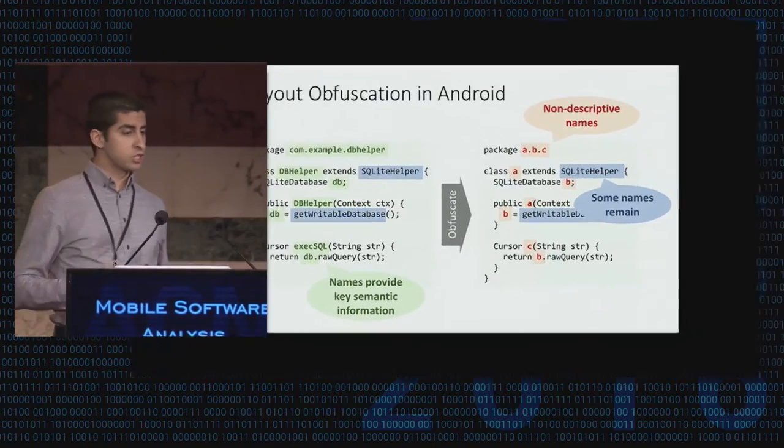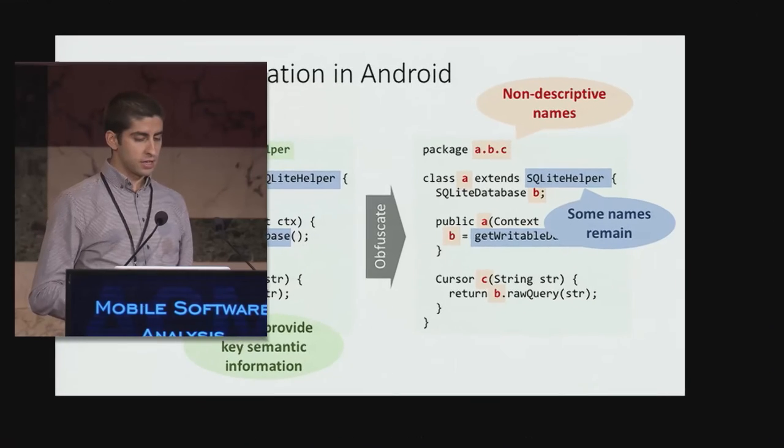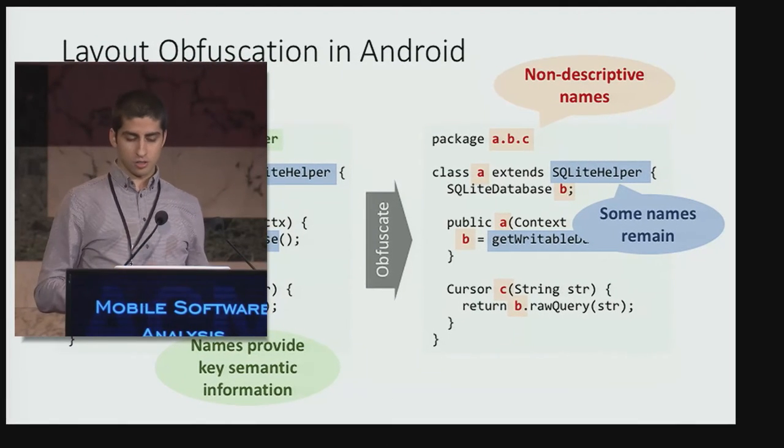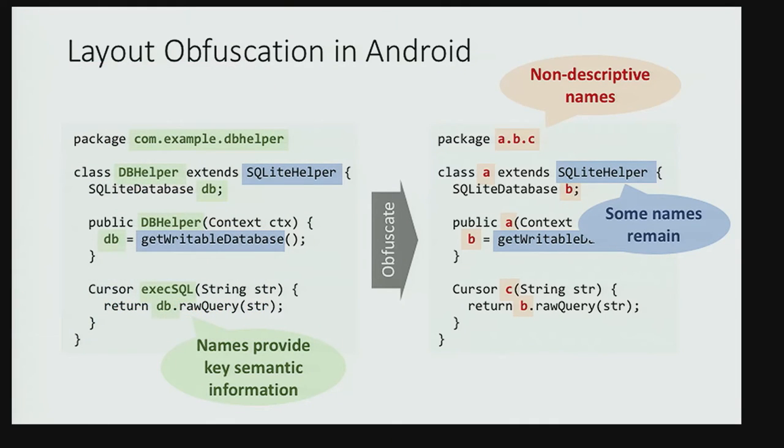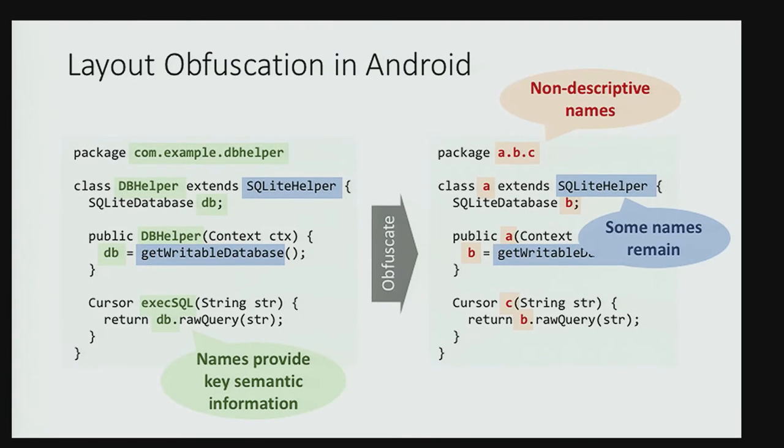We start from the source code, and as a first step, before the binary is generated, we apply something called layout obfuscation on the source code. Here is one example, and this is the most common type of obfuscation performed on the source code.